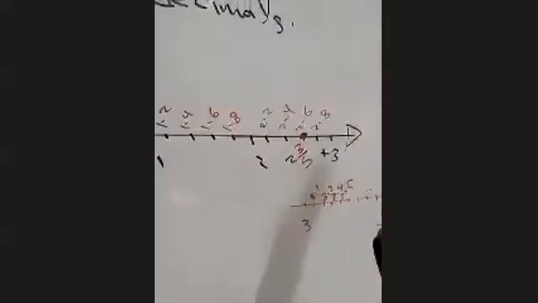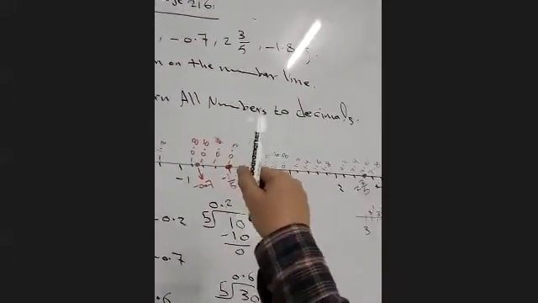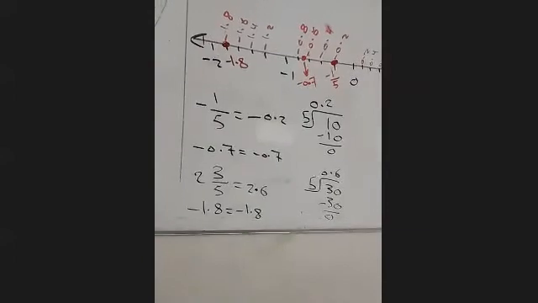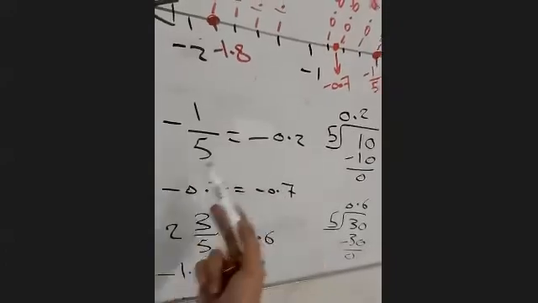Now, I did all of these parts with the same idea. Do you understand it? Now, how will you graph the numbers? Turn all numbers to decimals. How do we turn them to decimals? We make division. Negative 0.2, the first one, negative 1 over 5. It's negative 0.2. Where is it here? Here. Right. Negative 0.7, where is it?